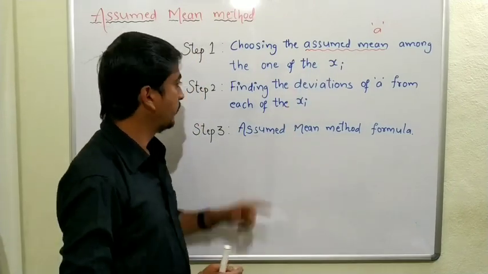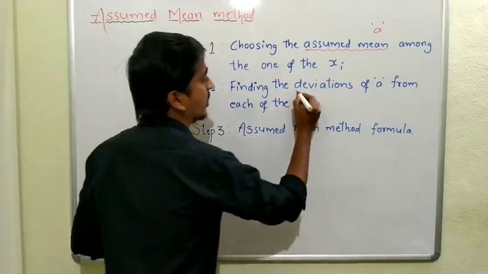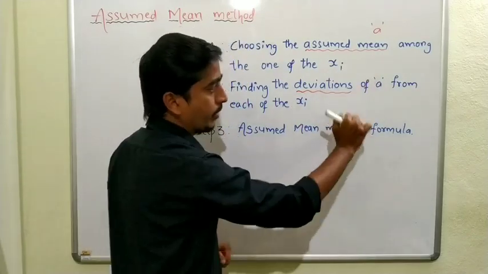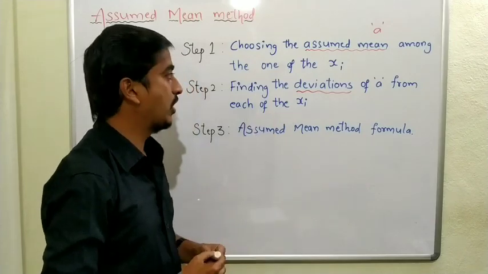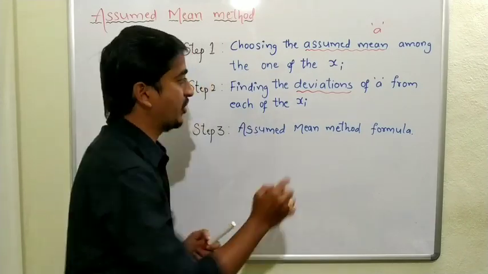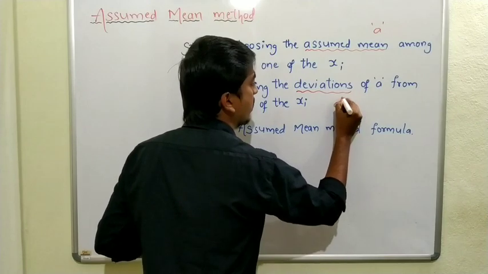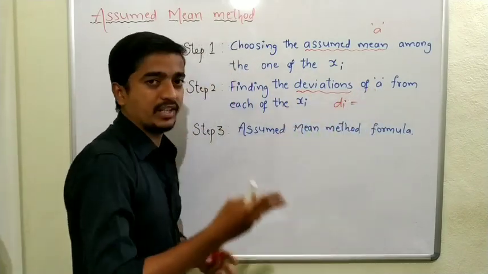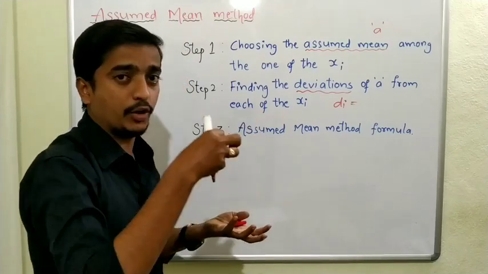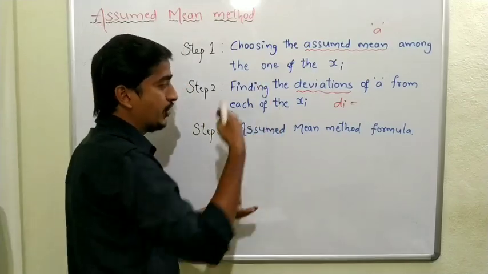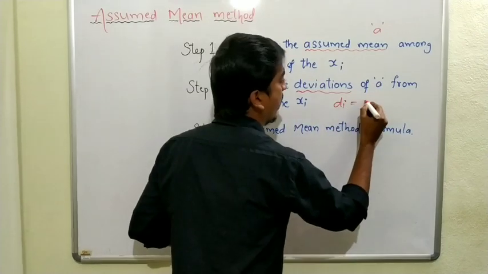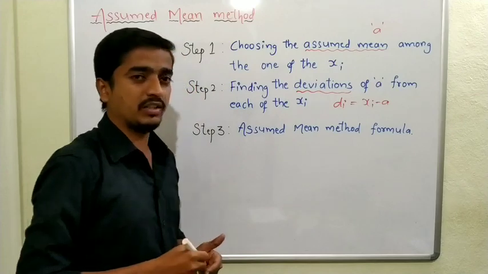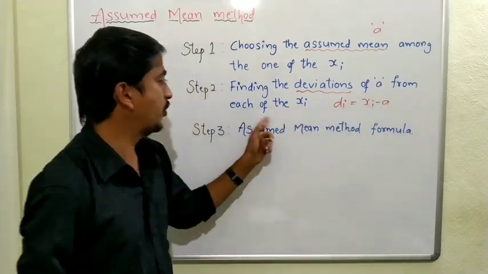The second step is finding the deviations of a, the assumed mean, from each of the xi. We denote the deviations as di. So we need to subtract: xi minus a is the deviation. These are the deviations of a from each of the xi's.